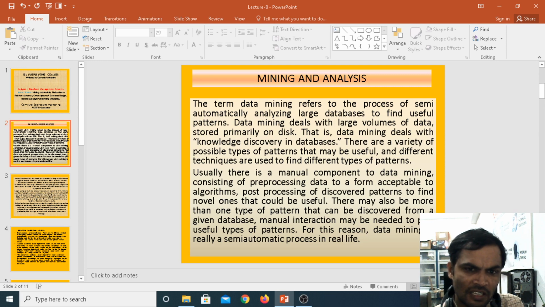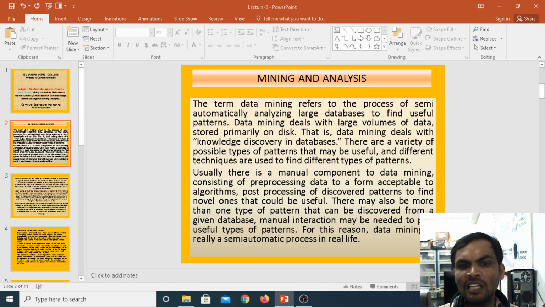we dig the data based on the information, based on the content. We should mine the data, we should retrieve the data. The term data mining refers to the process of semi-automatically analyzing a large database to find useful patterns. What I said means, under the database server, a huge amount of data will be there. Based on the requirement of the user, we should retrieve the data.